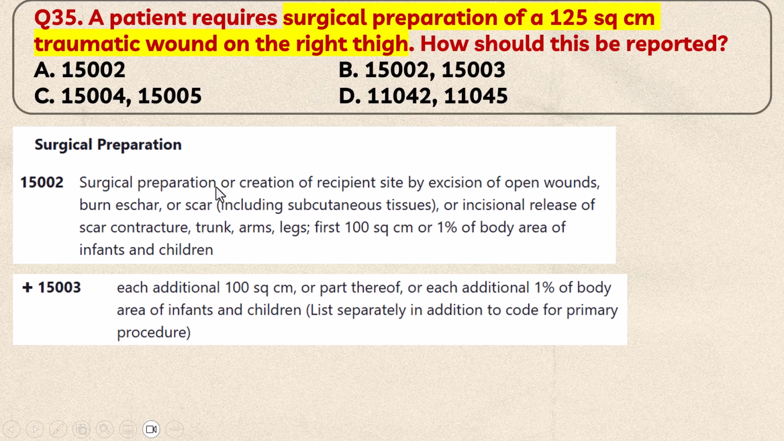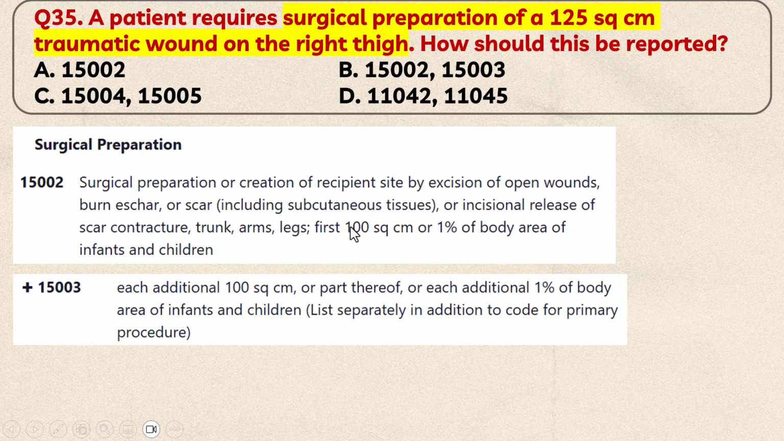15,002 is surgical preparation or creation of recipient site by excision of open wounds, burn scar or scar, including subcutaneous tissues, or incisional release of scar contracture, trunk, arms, legs. First 100 square centimeters. So trunk, arms, legs. Here in our case it's thigh. So thigh is included in the legs.